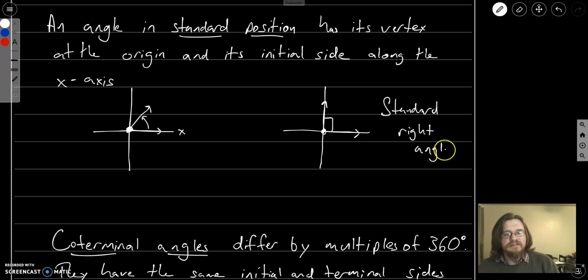Now, this isn't to say that we can't draw angles elsewhere. It's not as if I can't draw an angle up here, or I could draw an angle that's, say, coming down. These just aren't standard, and it's going to be a little bit easier to try to draw angles with their initial side pointing straight to the right, and their terminal side and their vertex right here at the origin.